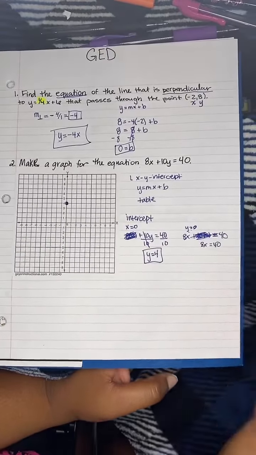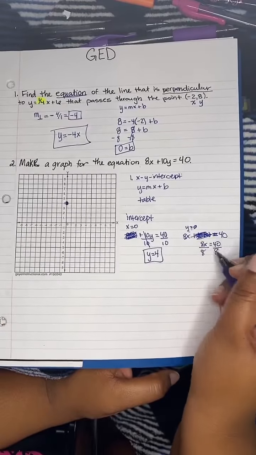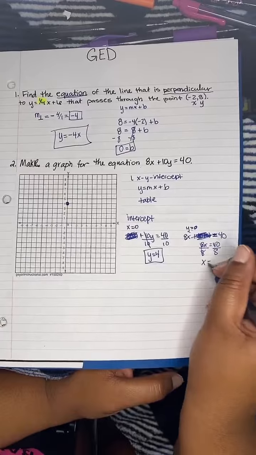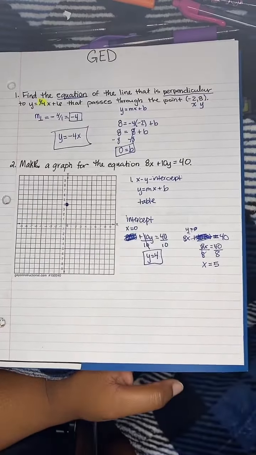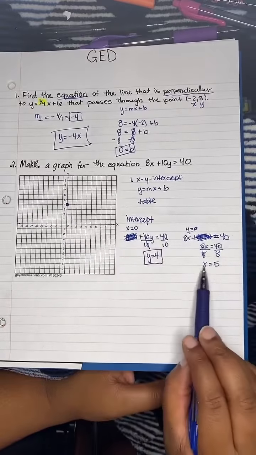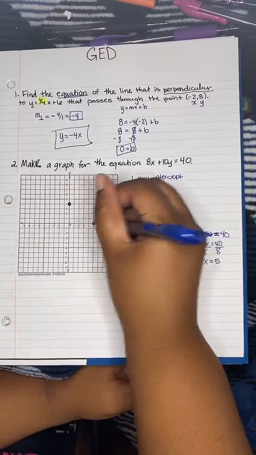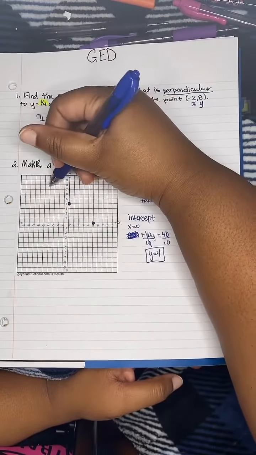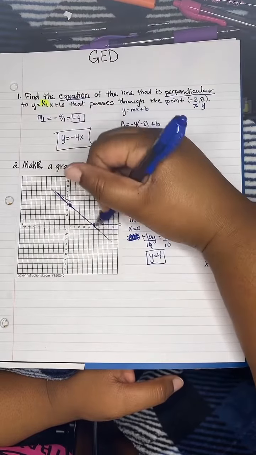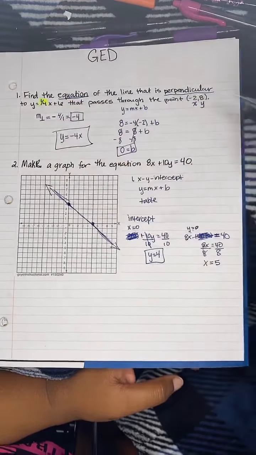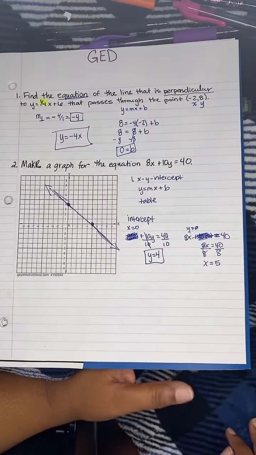Well, how do we get x by itself? Divide by 8. And x equals 40 divided by 8, which is 5. So I look at my x-axis, because remember, this is my x, and I put a point at 5 on my x. And then you're going to draw a line that's straight. And that's how you could graph it. That's one way.